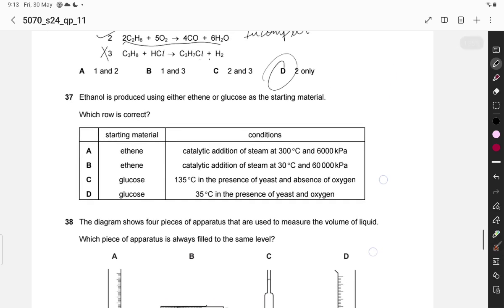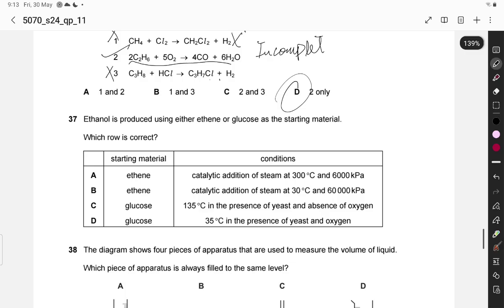Ethanol is produced using either ethene or glucose as the starting material. Which row?